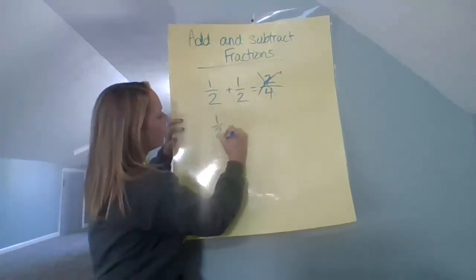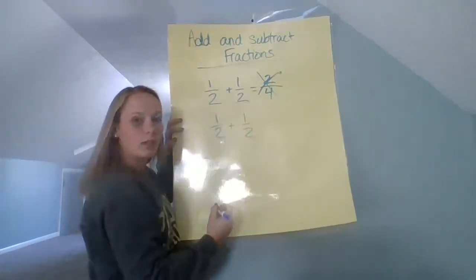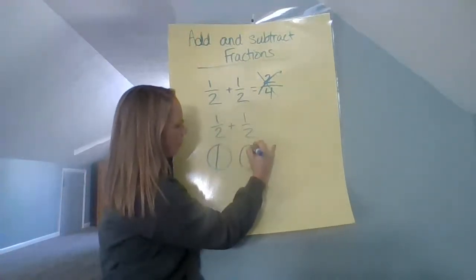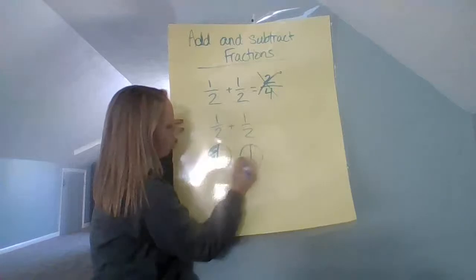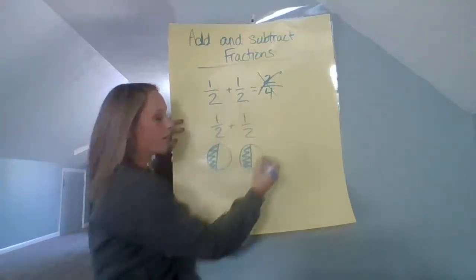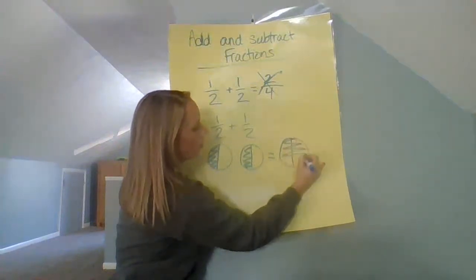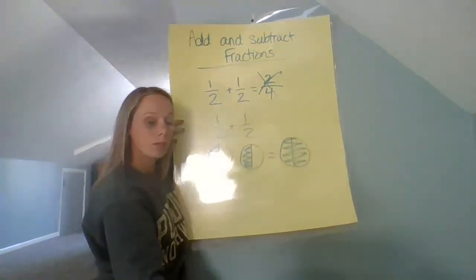Because 1/2 plus 1/2, if I draw some circles down here, cut them in half, and I have 1/2 plus 1/2, I'm going to get 1 whole, right? I get 1.